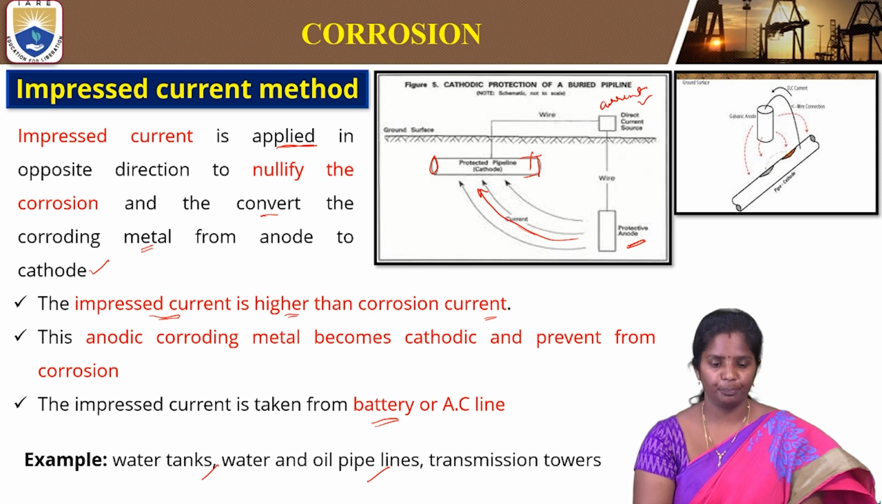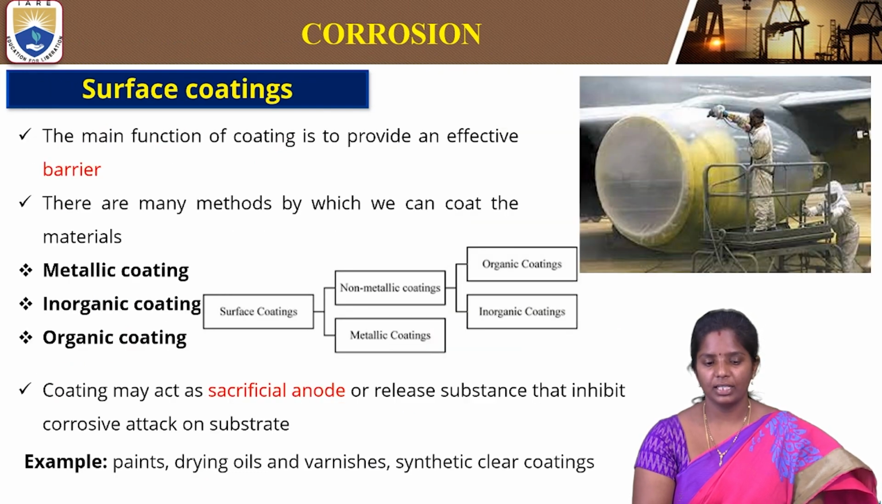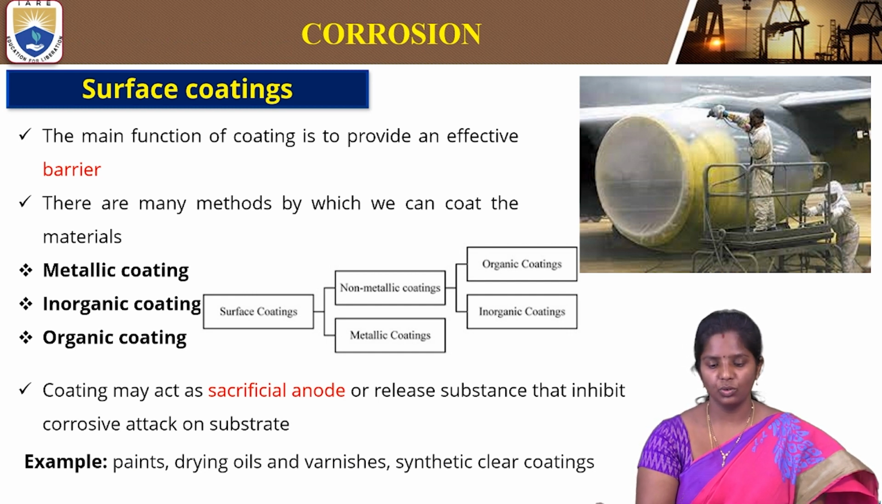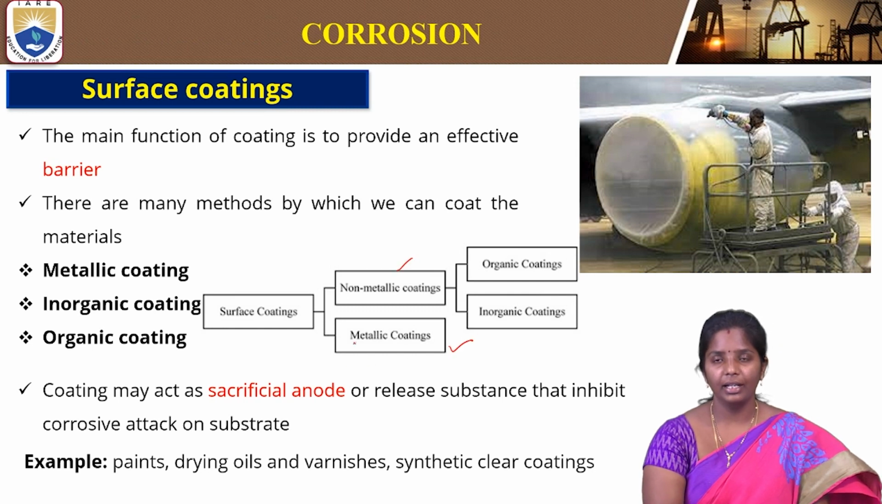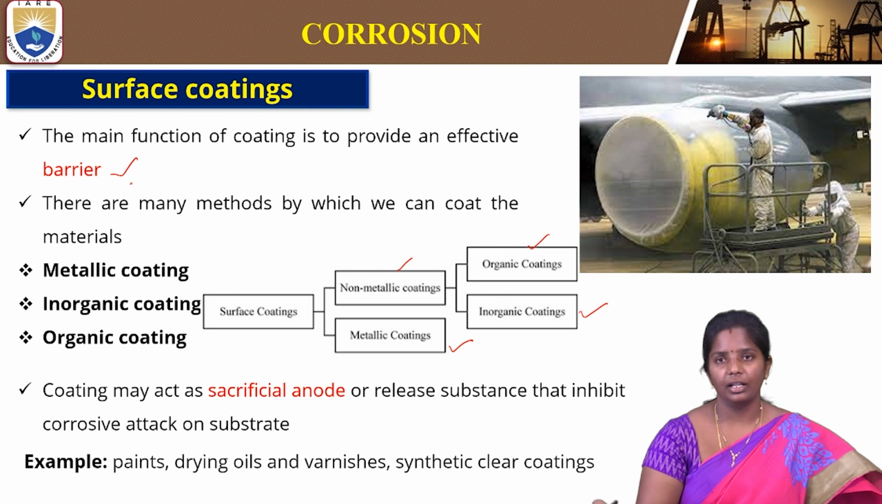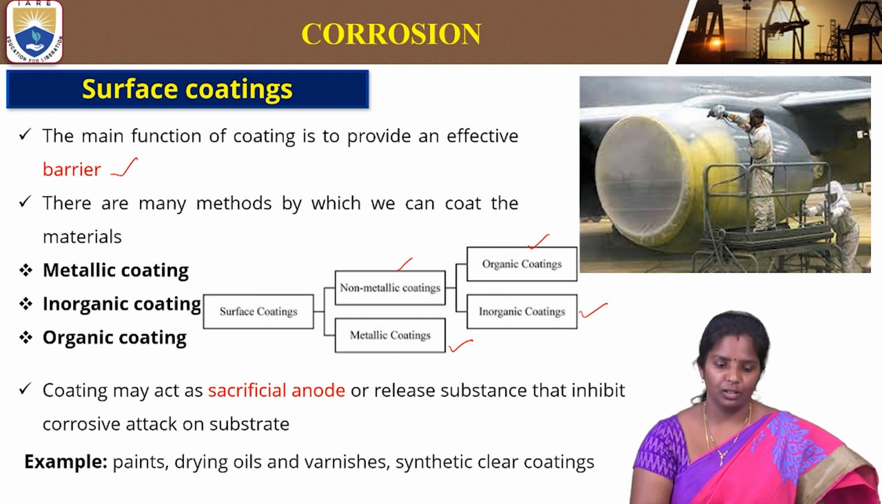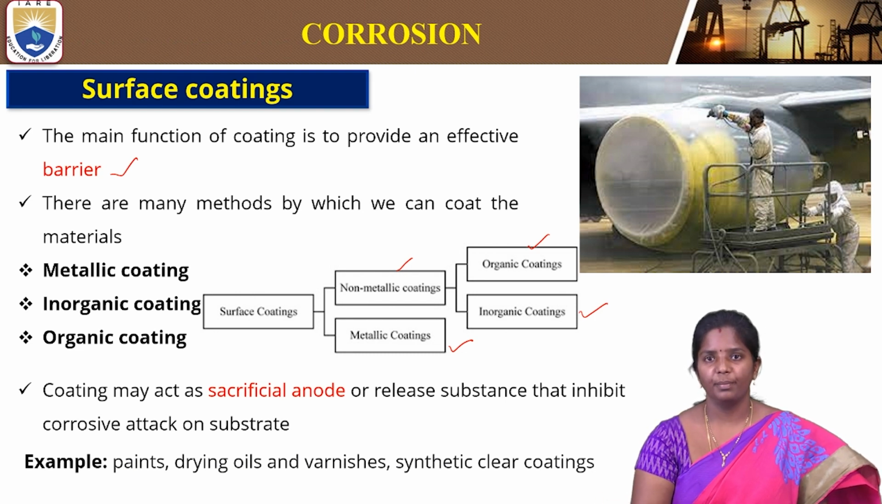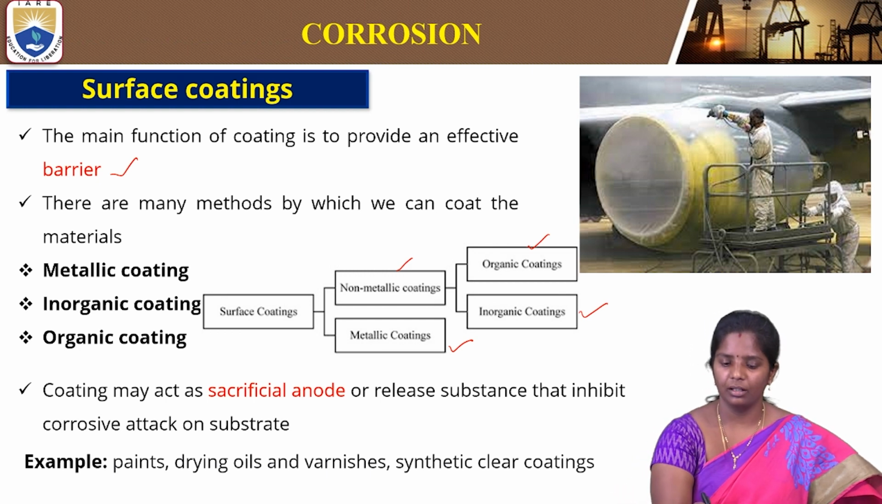Then come the surface coatings. There are many coatings that are used. Surface coatings are basically of two types: non-metallic and metallic. In non-metallic coatings, there are organic coatings and inorganic coatings. The main function of a coating is to create a barrier between the atmosphere and the metal. We see that a lot of paints are used, for example. These paints act as a barrier between the atmosphere and the metal. There are many methods that can be used: metallic coating, inorganic coating and organic coating.